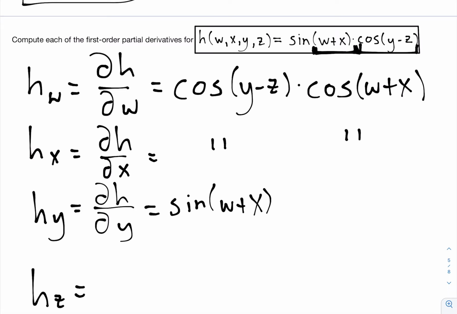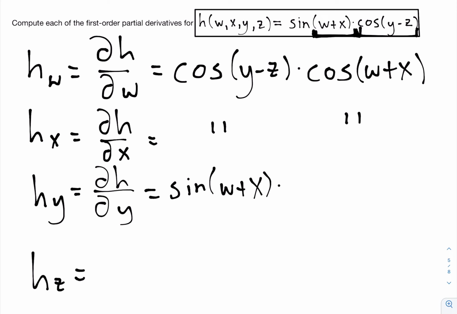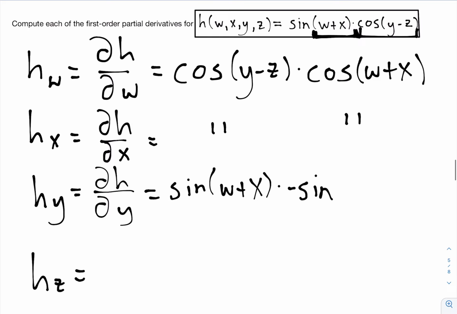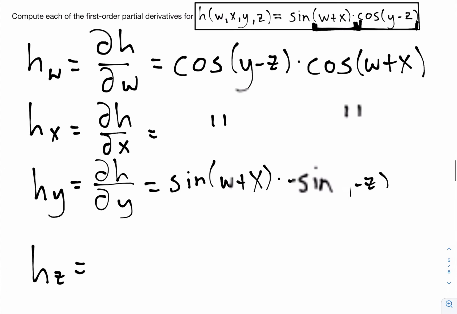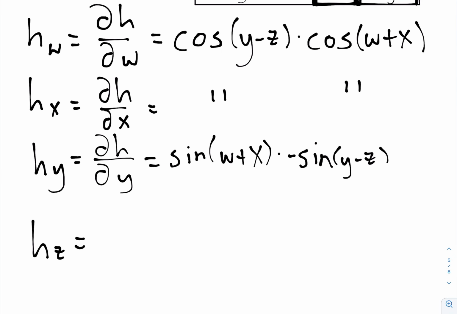Okay, so this is going to be times, what's the derivative of cosine? Well, the derivative of cosine is negative sine, so it's going to be times negative sine of y minus z, and then we have to multiply it by the derivative of y minus z with respect to y, and that's just 1. So if we're multiplying it by 1, we don't even need to write that. So that's just going to be negative sine of y minus z times sine of w plus x.